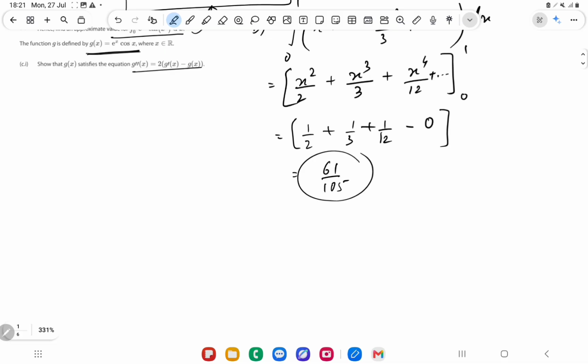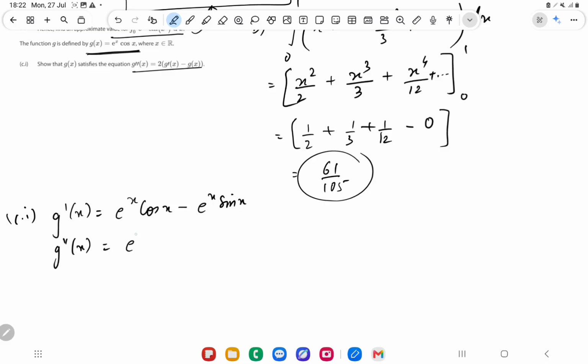So let's start. If I start by finding the first derivative, I have to apply the product rule. I will keep e to the power x, its derivative will be e to the power x only, and cos x remains as it is. Then the cos x derivative is minus sin x, so I can write it like this. Now I have to take another derivative, so I will again apply the product rule. So it will be e to the power x, derivative is e to the power x, cos x as it is, minus e to the power x, cos x derivative is minus sin x.